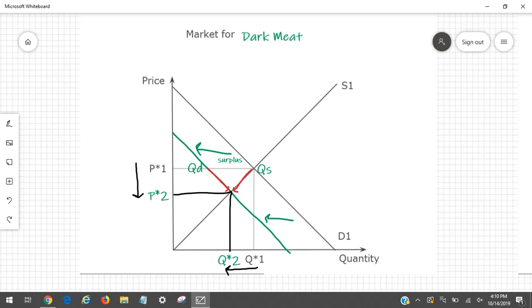So the main steps to all these problems is identifying which curve is shifting in which direction. So is it the supply or the demand curve shifting to the left or to the right? And then draw that shift and determine whether it causes a surplus or shortage. And then if it's a surplus, the price is going to drop. If it's a shortage, the price is going to increase. And then it's going to resolve the surplus or shortage and move you towards your new equilibrium point.